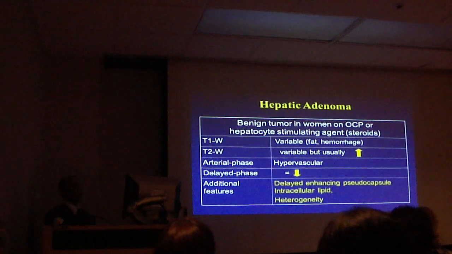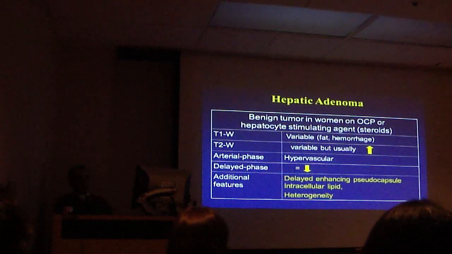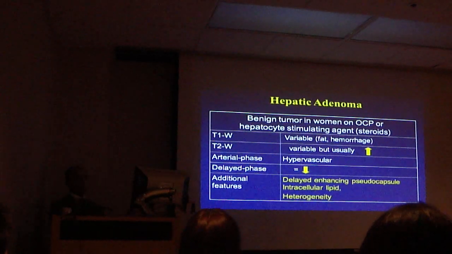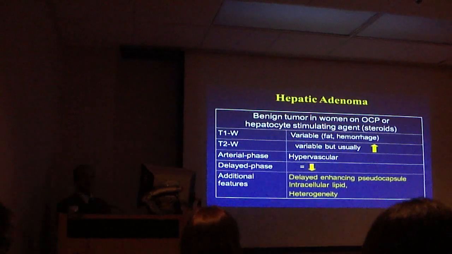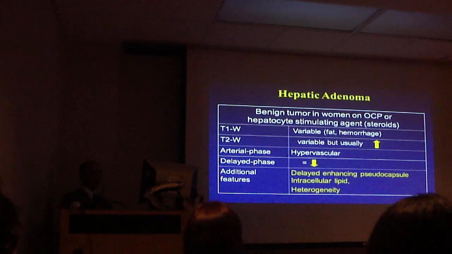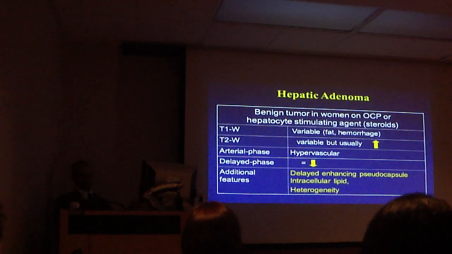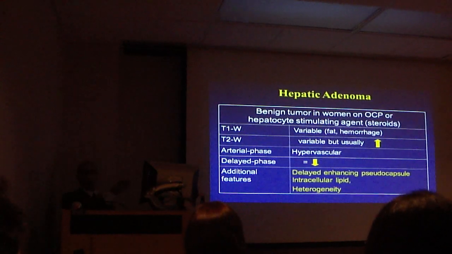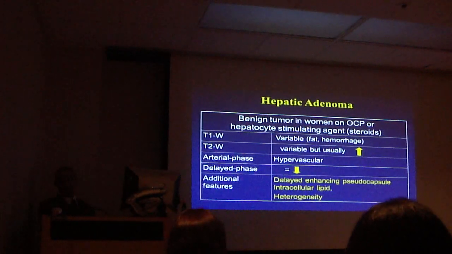Okay, so hepatic adenoma, a benign tumor in women on oral contraceptive pills or hepatocyte stimulating agents like steroids. T1 weighted, as I said, it is variable. Why is it variable? Because it can contain fat or it can hemorrhage. While books say it can be iso versus hyper versus hypo, it is variable. T2 weighted, again, it is variable because of those things. It can contain hemorrhage, but it can be hyperintense too.